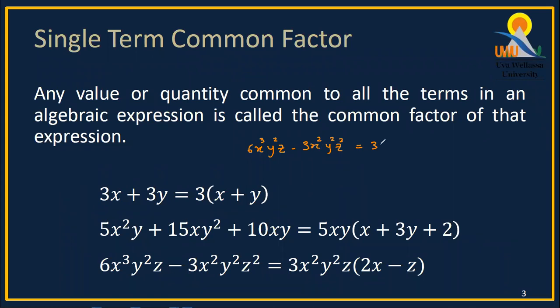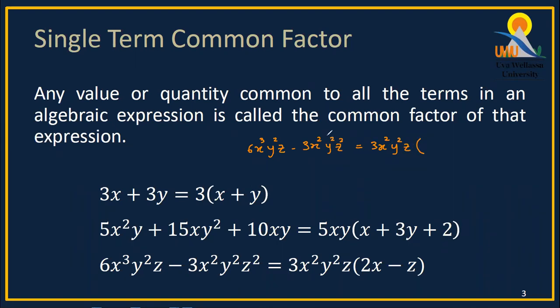X cube and x squared is here. Therefore, you can consider x squared as a common term. If you see about these y terms, y squared is here, another y squared is here. Therefore, you can directly take out this y squared. Then z is here, z squared is here. Then z can be considered as a common for both.